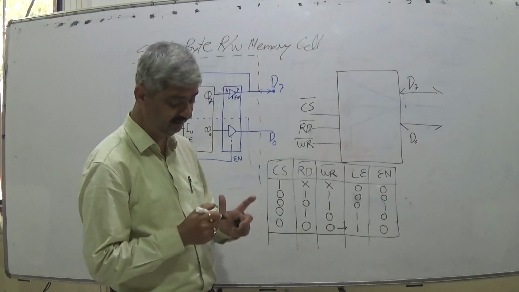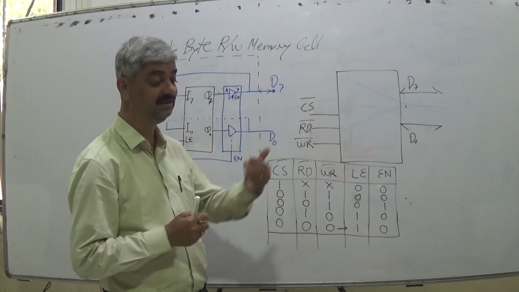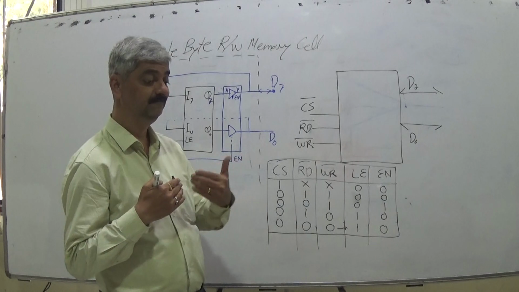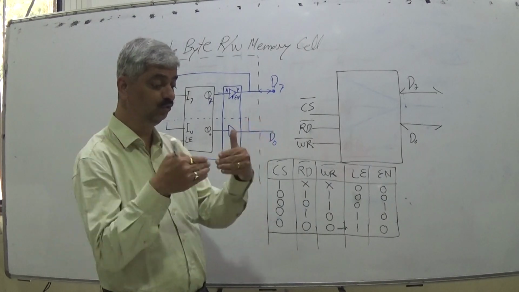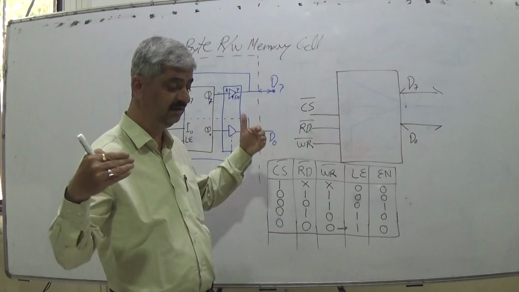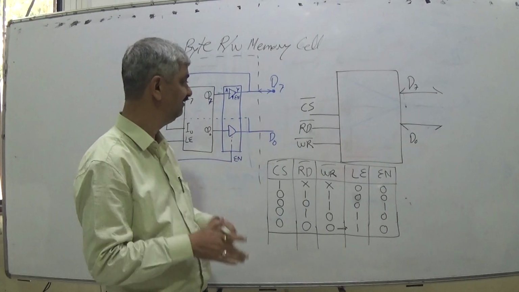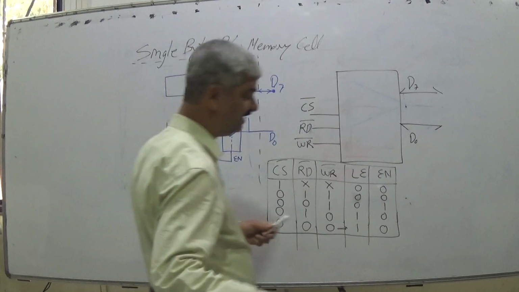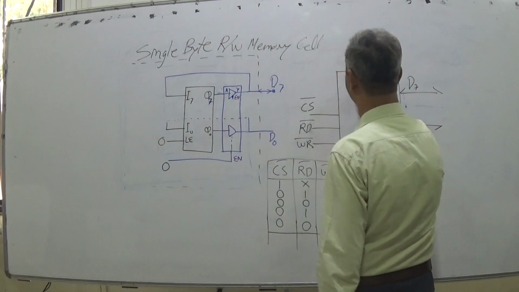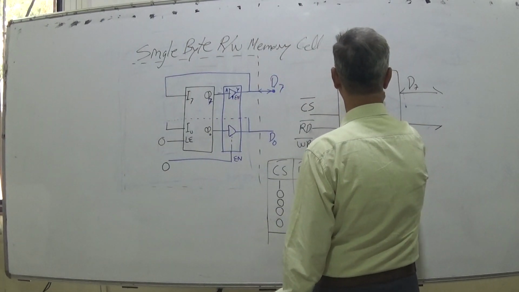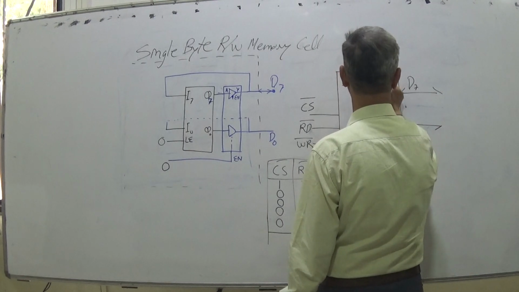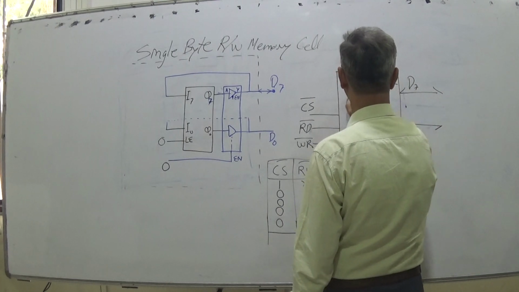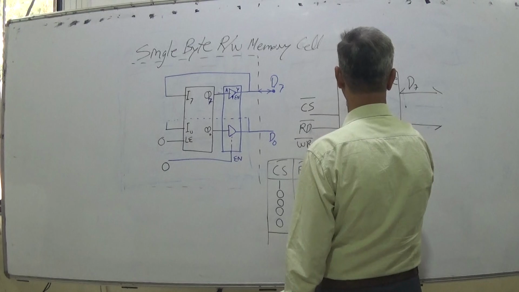So what should happen is that two things outputting something at the same time should be avoided. So this is called a single byte read write memory cell.